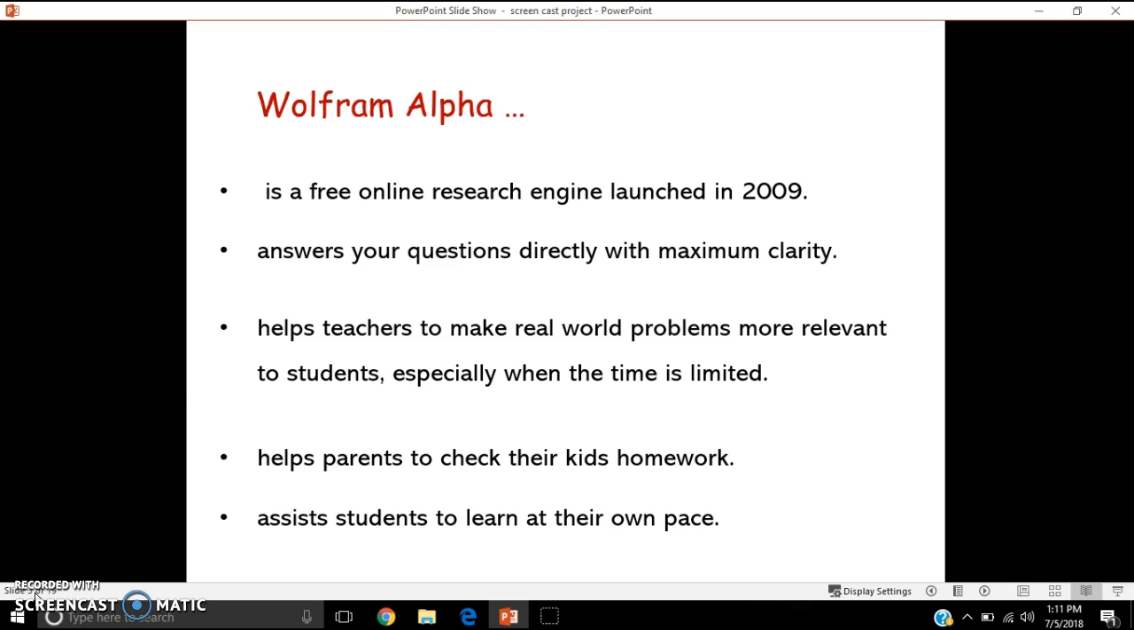Wolfram Alpha is a free online engine launched in 2009. It answers your questions in various fields, especially in mathematics, and it provides answers with maximum clarity, which can help students to learn at their own pace and can assist parents to check their kids' homework, even for challenging problems.